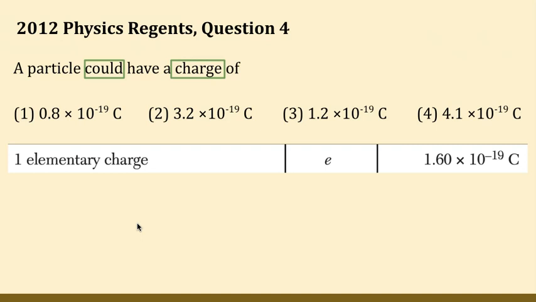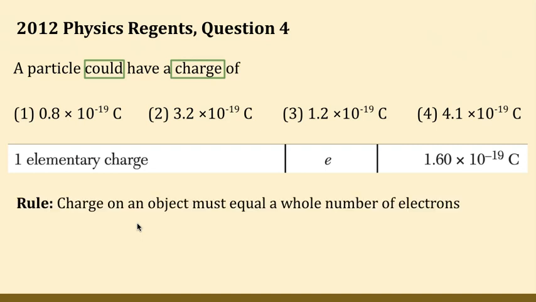So I see on the front page of my reference table that one elementary charge is equal to 1.6 times 10 to the negative 19 coulombs, and that's going to be useful information for this problem. The rule that we're following is that charge on an object must be a whole number of electrons.